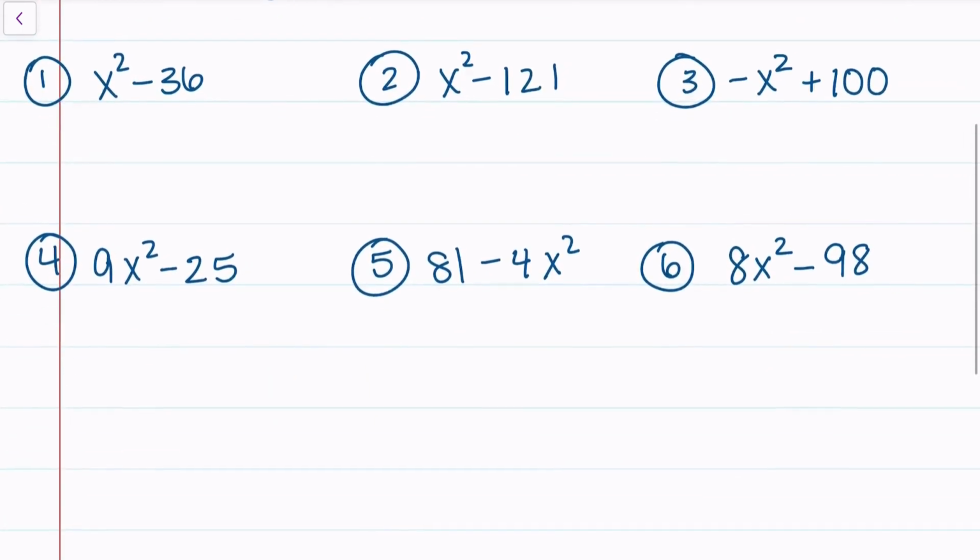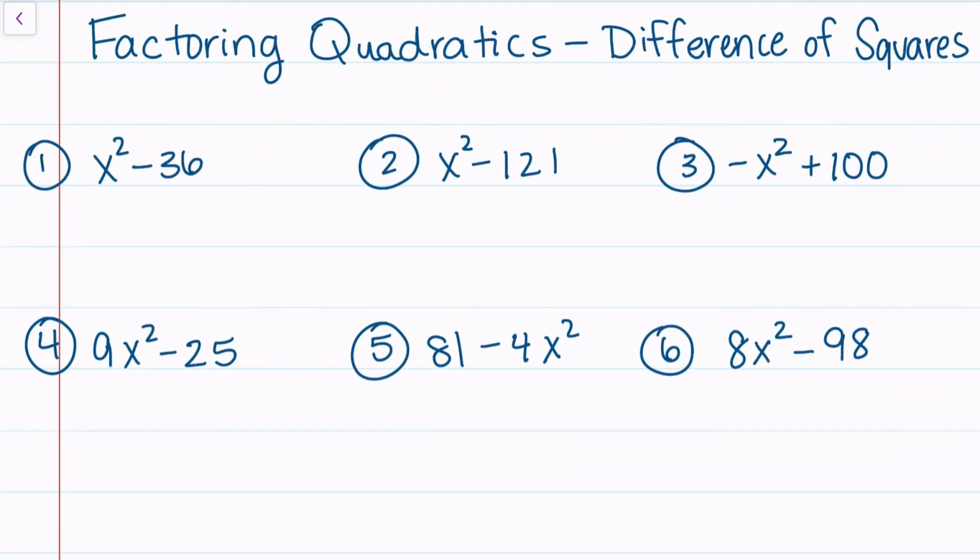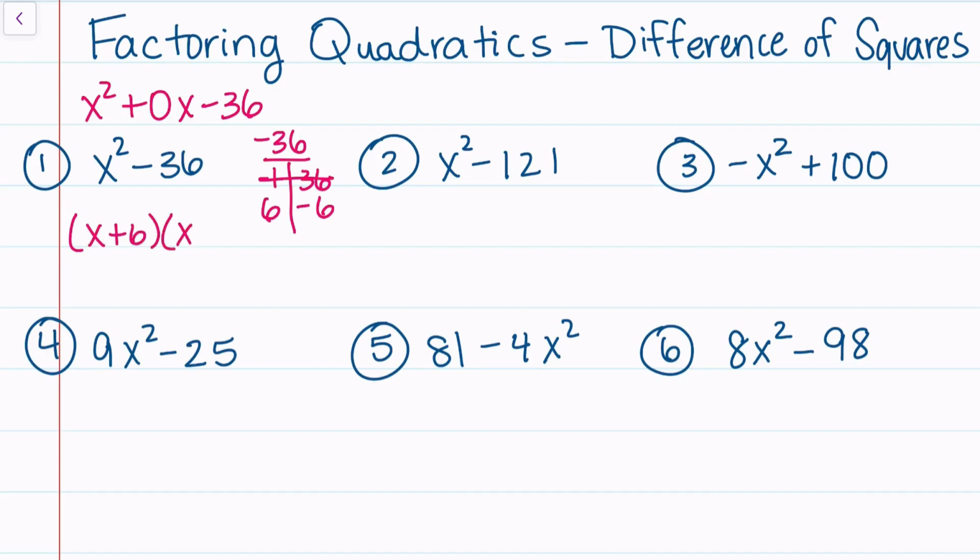So if I'm looking at number 1 here, I really have x squared plus 0x minus 36. So if we're trying to figure out what multiplies to be negative 36 and adds to be 0, it would need to be a pair of opposites. What multiplies to be 36? Well, 1 times 36, but if I make one of these negative, it's not going to cancel the other out. But if I use 6 and negative 6, it would multiply to be negative 36 and add to be 0. And so then my two factors would be x plus 6 and x minus 6.